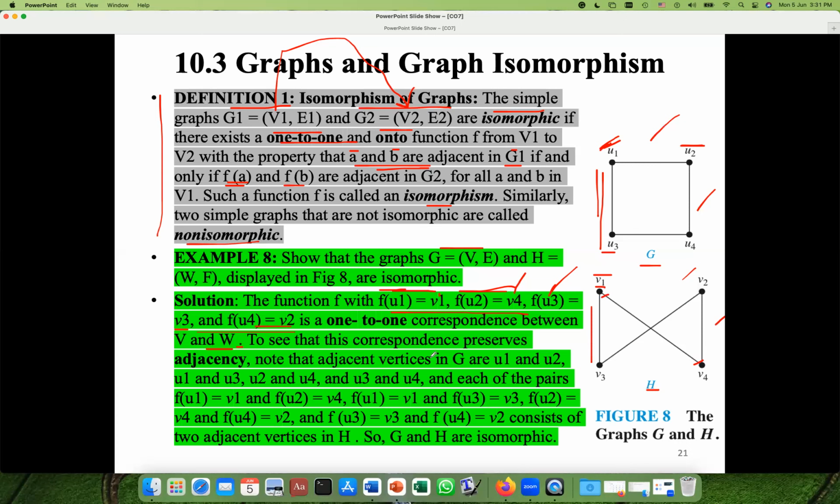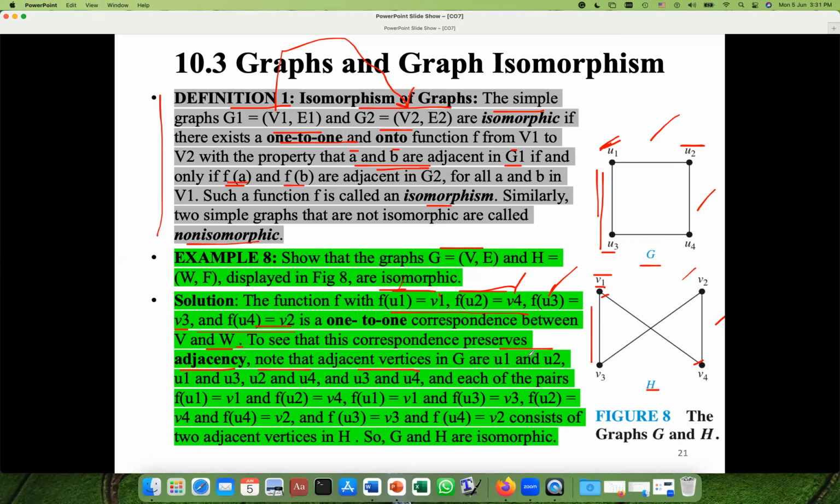So what are the adjacent vertices in G? U1 is connected with U2, U1 is connected with U3, and U2 and U4 are connected. I'm just writing what the connected pairs in G1 are. If these are the pairs, then what are the images that you have for these pairs in H? U1 and U2: what is U1? V1. U2 is V4. So V1 and V4 should be connected here, and they are connected.